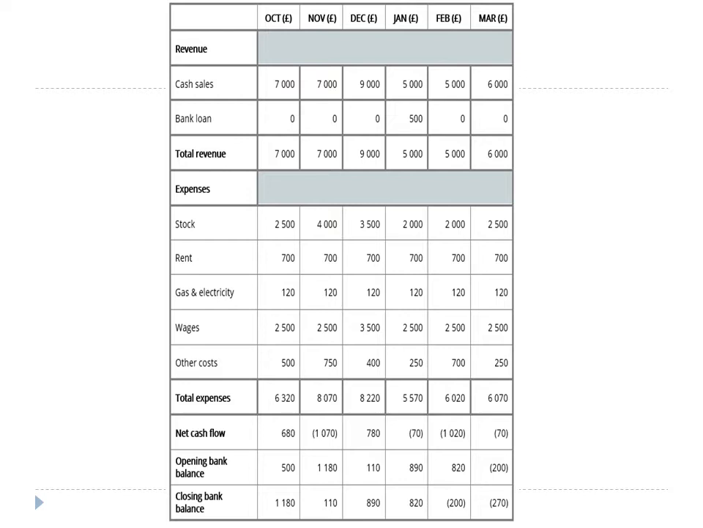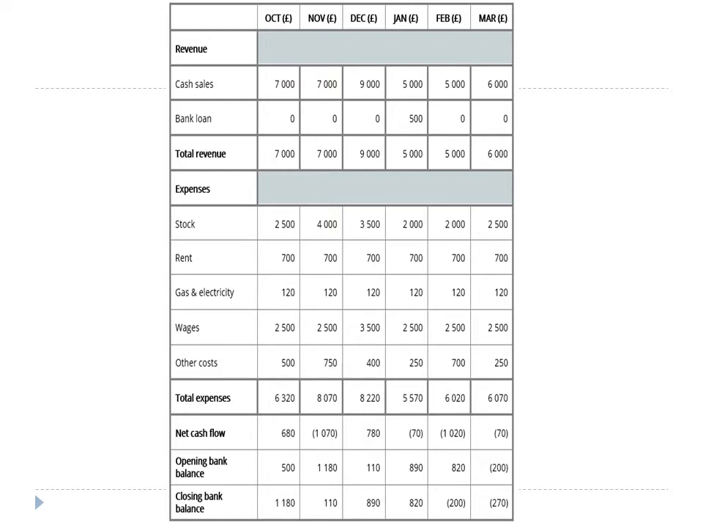So we look at our opening bank balance, which is 1,180. But we need to take away 1,070 because it's in brackets, and that leaves us with a closing bank balance of 110. So that is where we start to see some potential issues, and we need to start thinking of what we might do to address this situation.